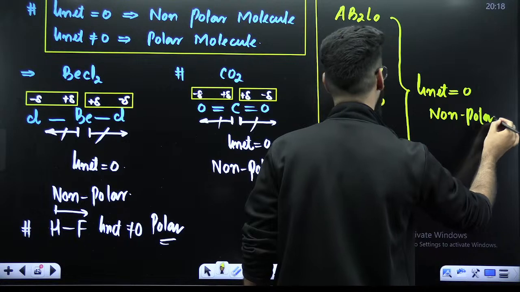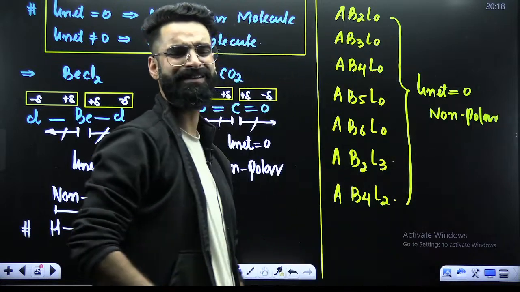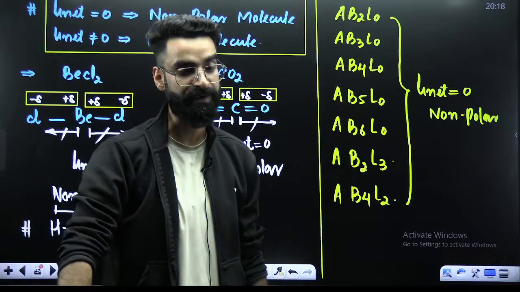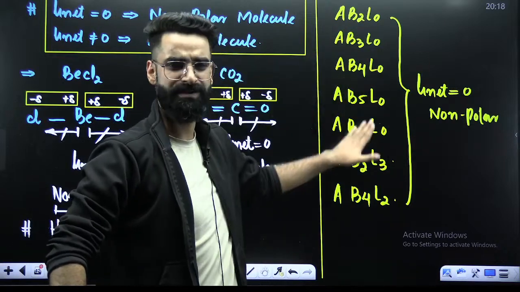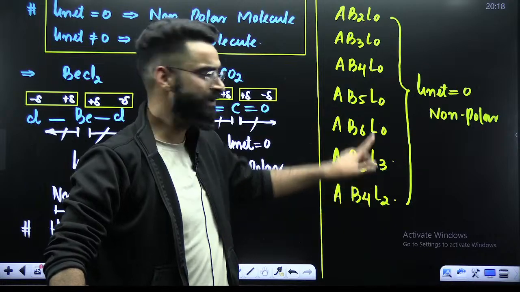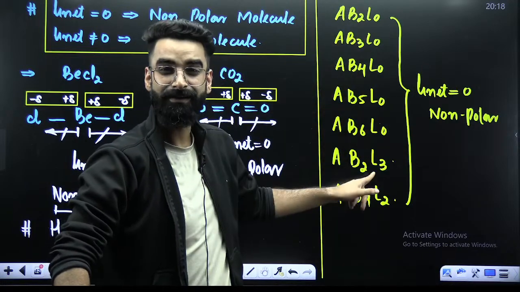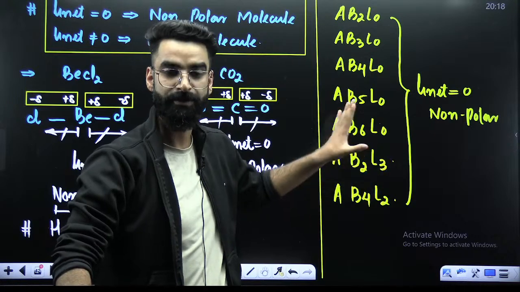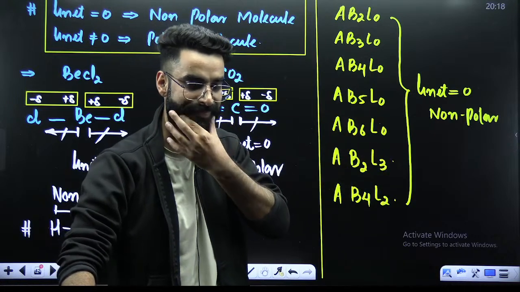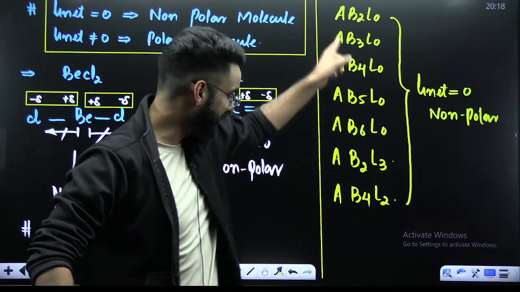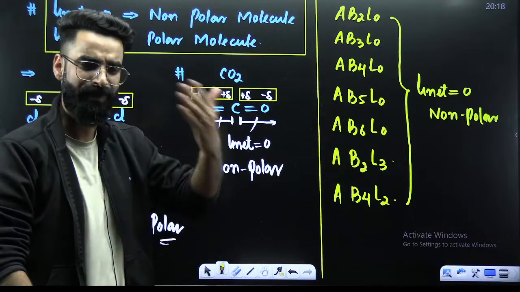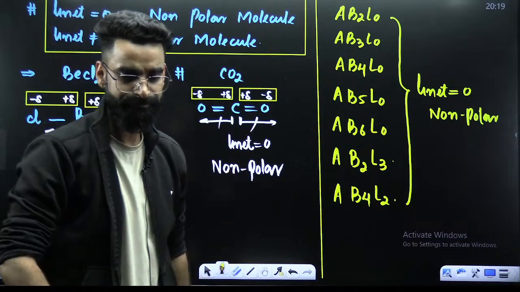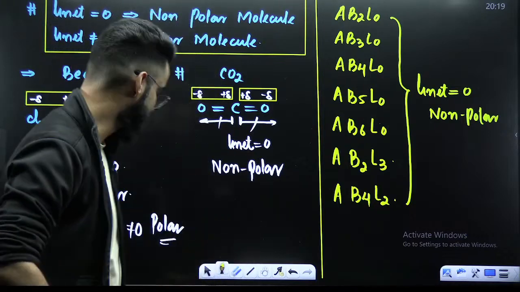Now you must be thinking, what is this AB2L0, AB3L0? This is something I'll discuss when I teach you VSEPR. But right now, just take a note. Since we are learning dipole moments, you need to write it in the notes right now itself, so that your notes will be complete related to dipole moment. What is meant by these molecules, you'll get the idea when I teach you VSEPR. Am I clear till here?